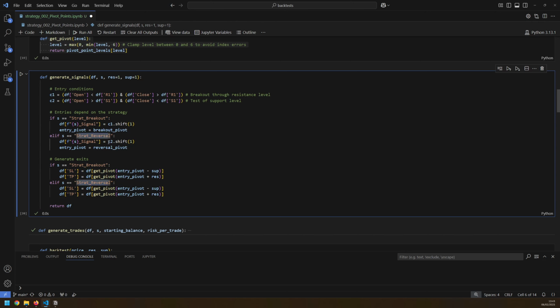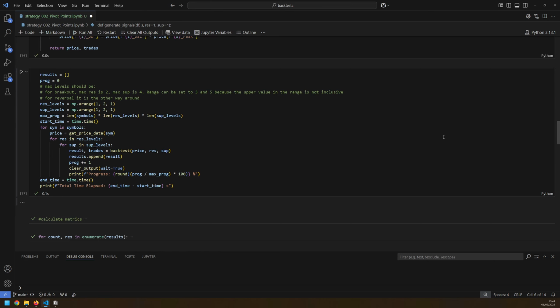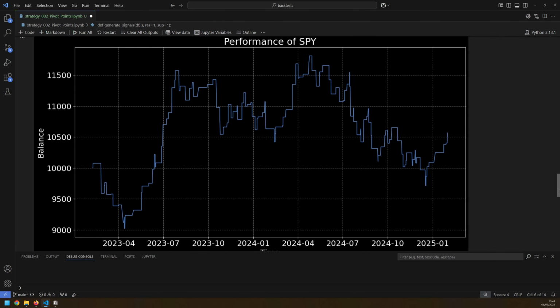For now, these are just going to be one pivot either side of the entry. The take profit will be the pivot above, and the stop loss will be the pivot below. The rest of the code is my backtest, so we can just run everything now and then go down to see what the results are for this strategy.